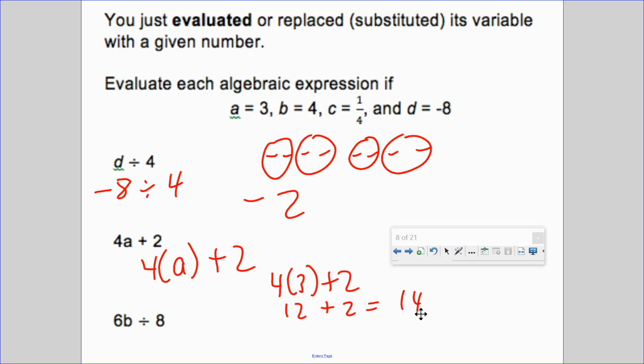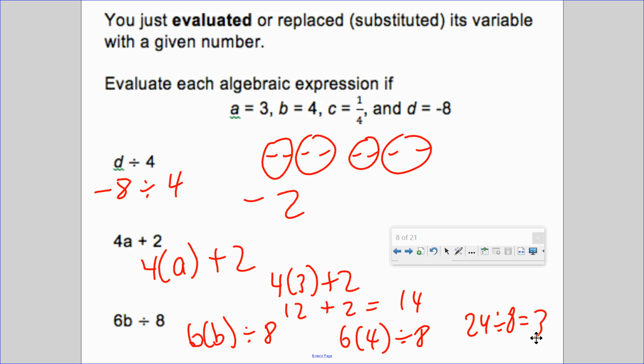6B divided by 8. That's 6 groups of B divided by 8. What is 6 groups of 4 divided by 8? 6 groups of 4 is 24. Divided by 8 is 3.